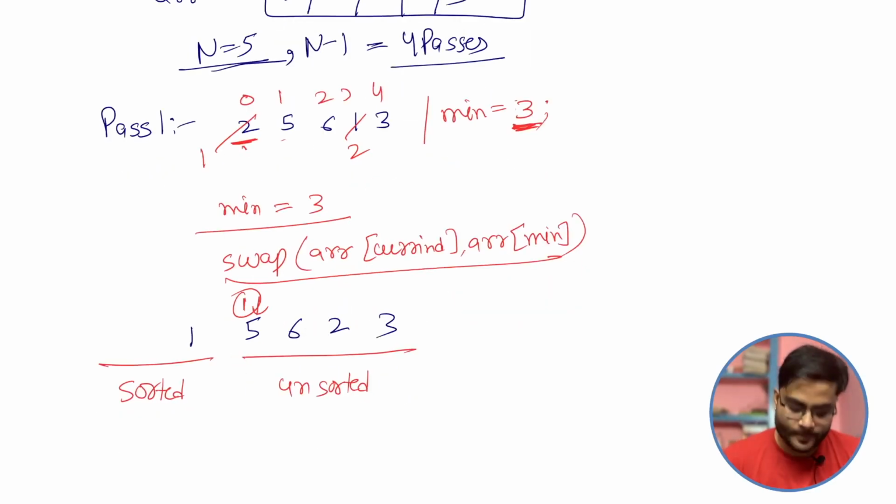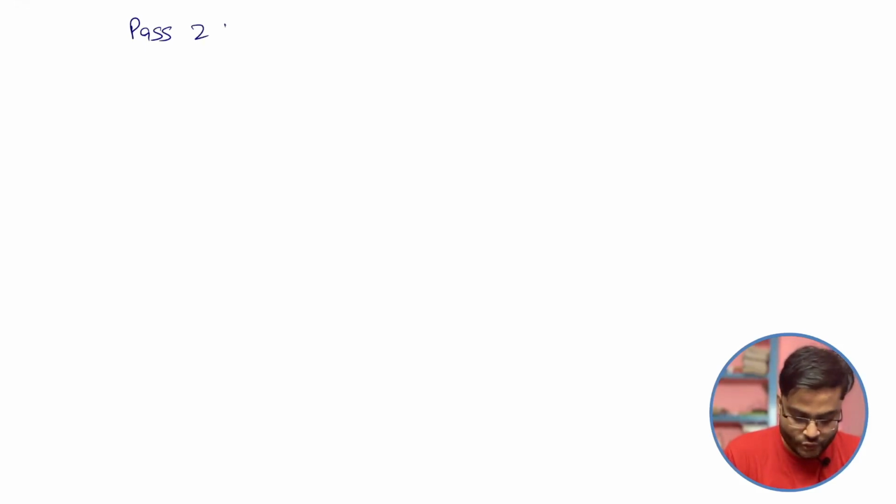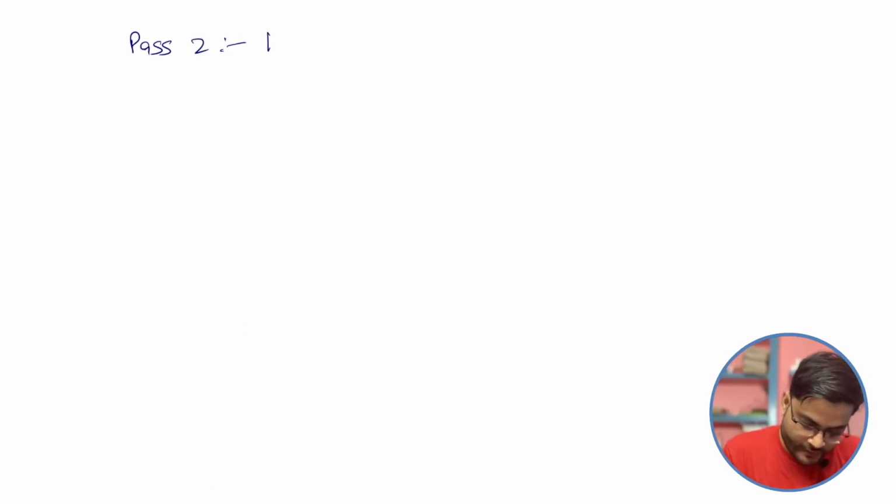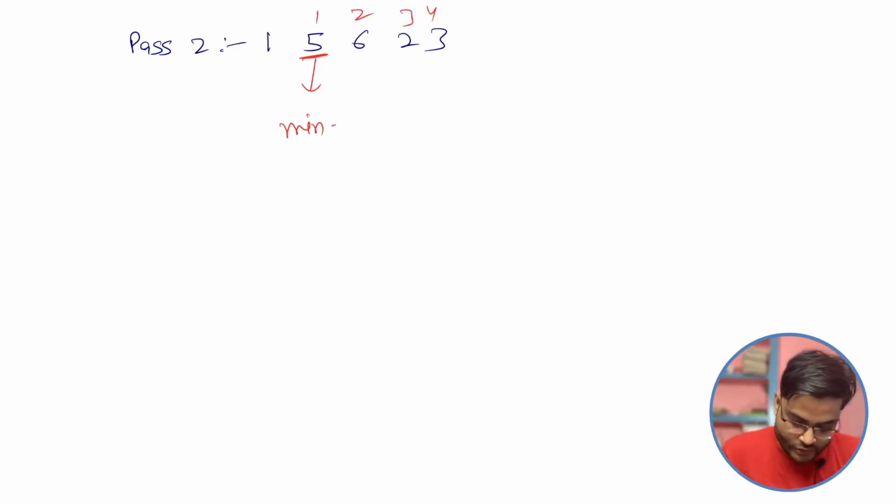Okay, so let's run our second pass. In my pass 2, I have elements like 1, 5, 6, 2, 3. Okay, so now I will mark this as minimum. So indexes 1, 2, 3, 4. So my minimum is 5. Now I will check 6 is less than 5, no. Okay, 2 is less than 5, yes. So I will update the minimum index. So minimum index will be 3 now. Okay, now I will check 3 is less than 2, no. So my pass will complete.